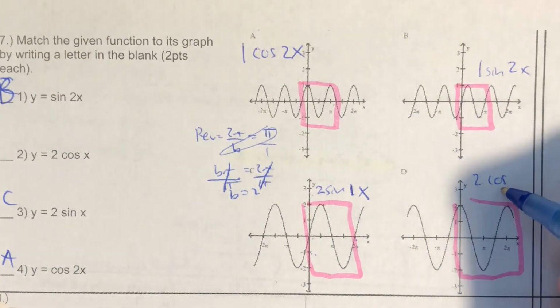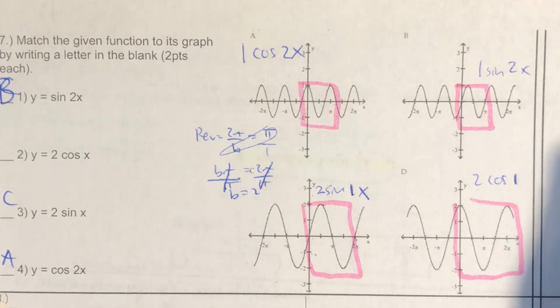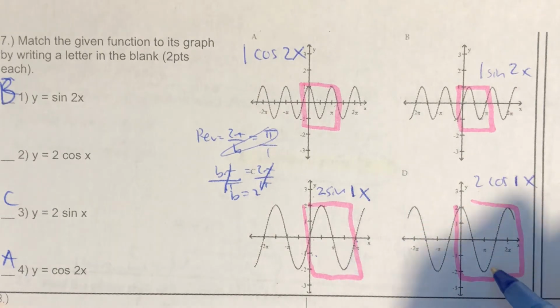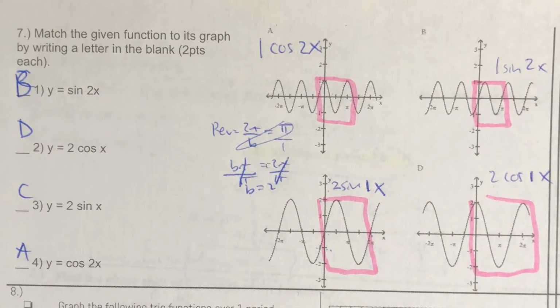And then this one is 2 cosine, ends by 2 pi, so your period is just going to be a 1, right? Because 2 pi over 1 is, B value is 1. So 2 cosine x will give you D. So B, D, C, A is your answer.